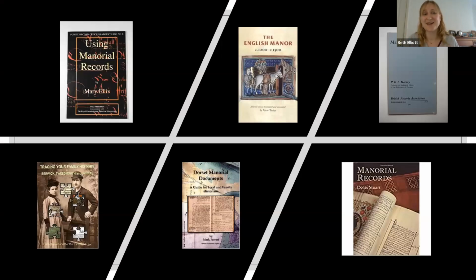There are loads. There's a massive amount of books that can be quite useful. So I've just included the ones that I use, but there's many more. So I've mentioned Mary Ellis. This is a different version of the book. Cover of the book is the same book, but different cover. Using Manorial Records, very good if you're wanting to learn a bit more about the records themselves.